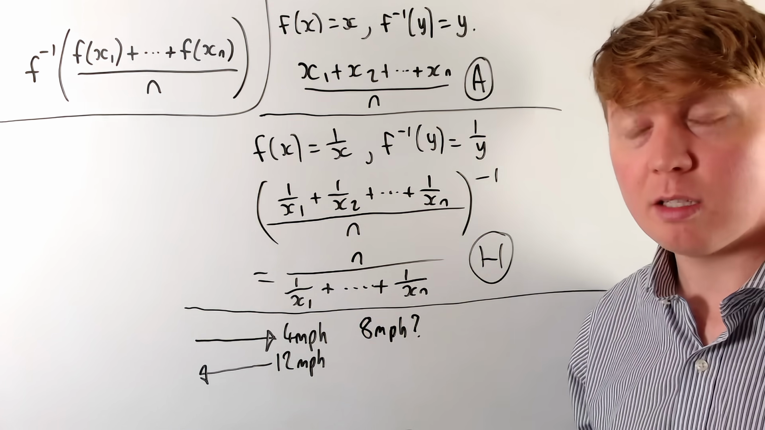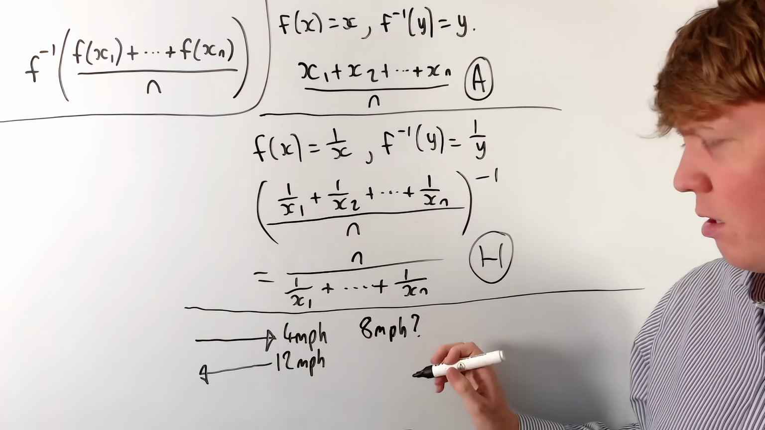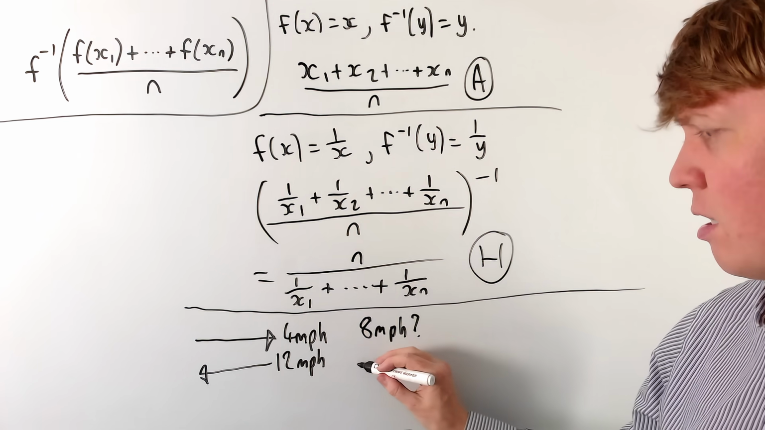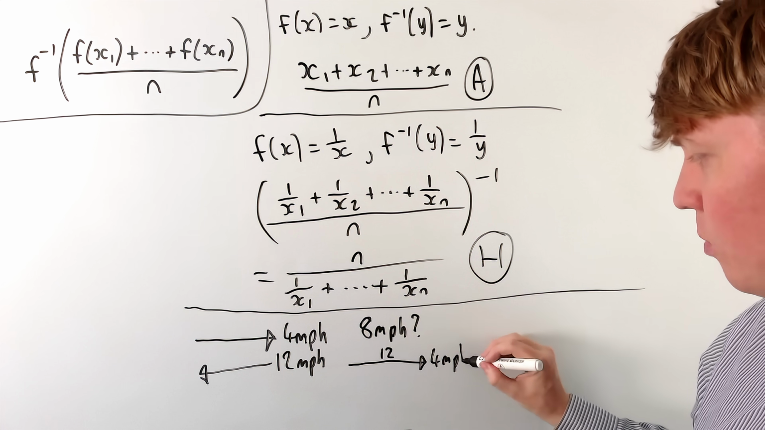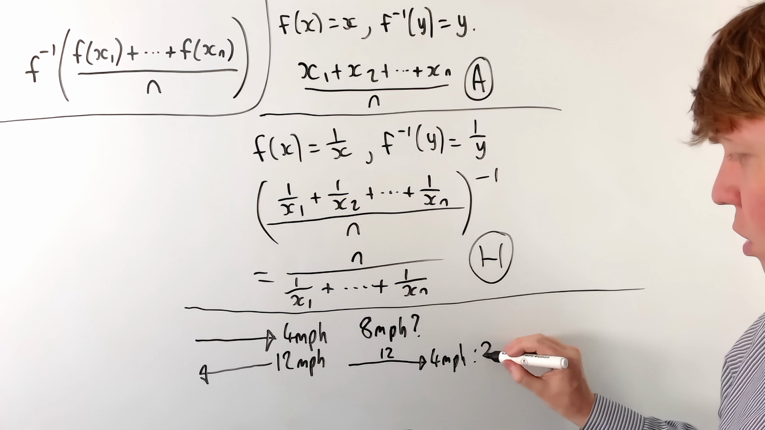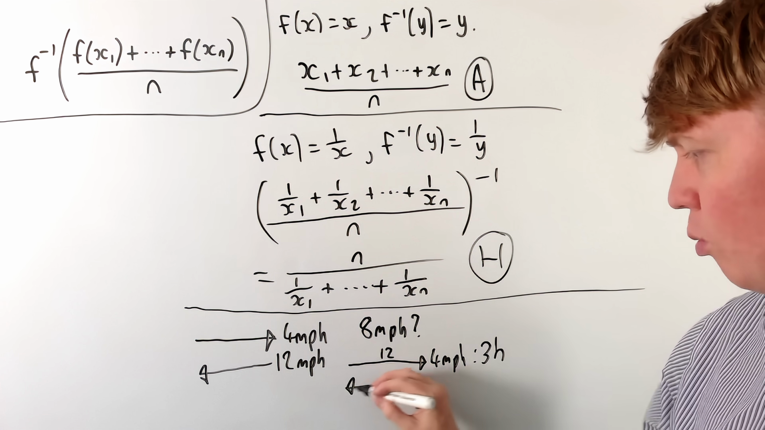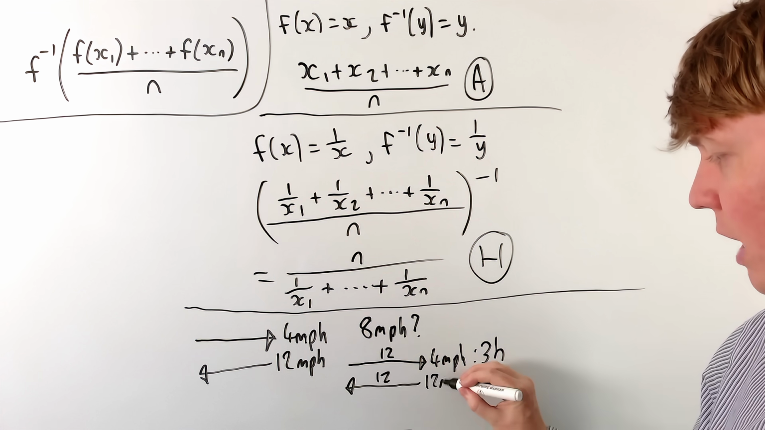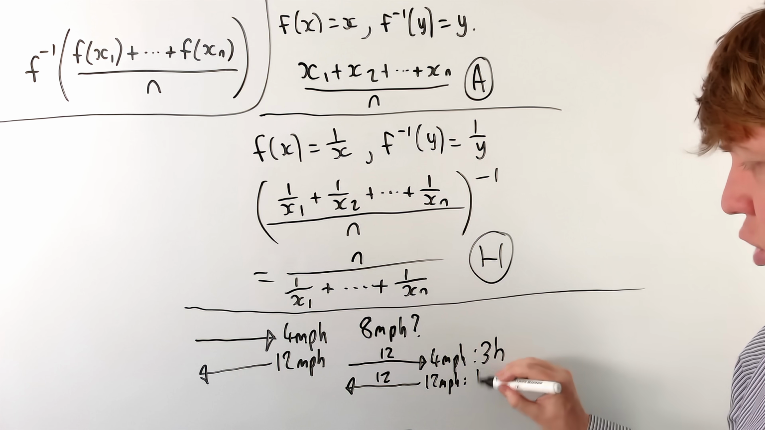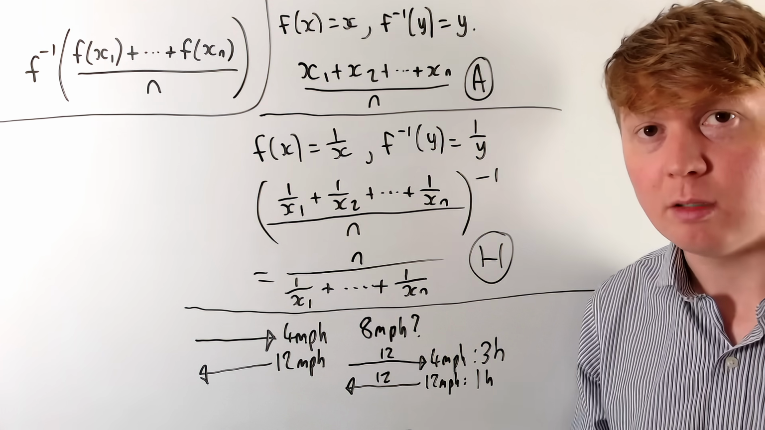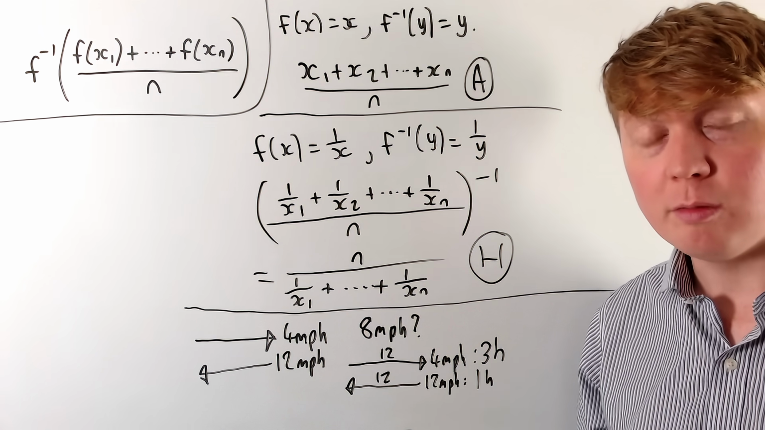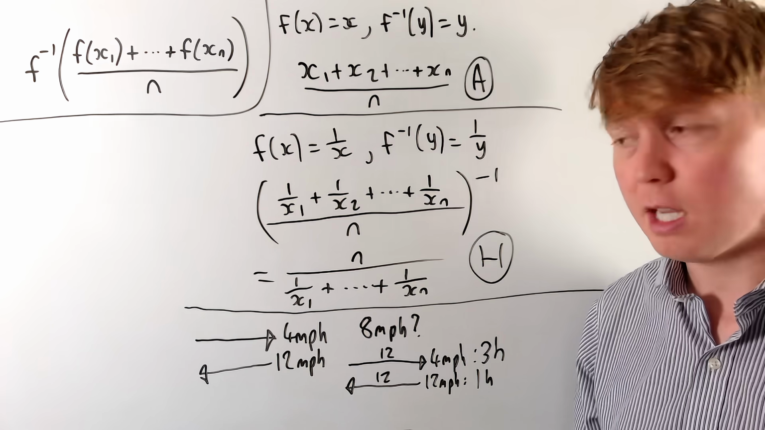We could understand this, for example, if we put some distances on here. Let's say this distance is 12 miles. So you go 12 miles at 4 miles per hour. This is going to take 3 hours. And then if you go back 12 miles at 12 miles per hour, this is now going to take just 1 hour. So you can see a total journey of 24 miles has taken 4 hours. So if we do 24 divided by 4, we actually should get 6 miles per hour.